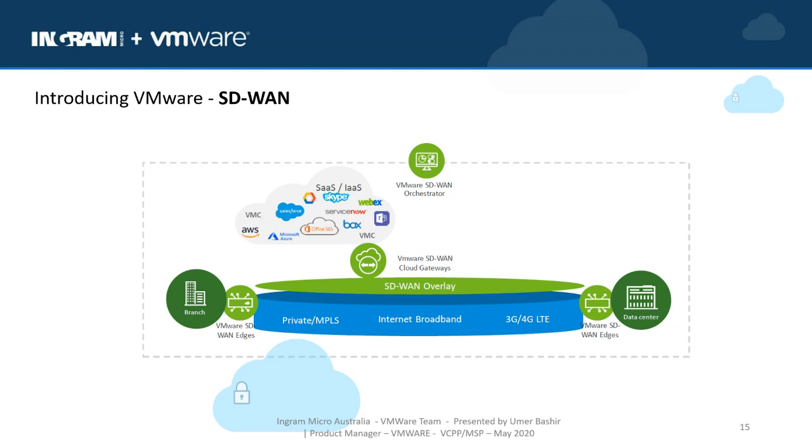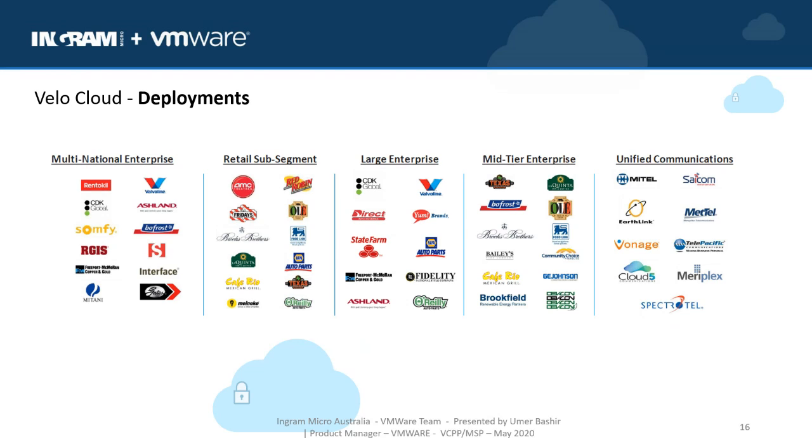Next slide, please. So given what capabilities we can explore on SD-WAN, there are many segments you can explore. You can have multinational enterprises, retail subsegments, large enterprises, mid-tier enterprises, and unified communication. All these areas you can access through the SD-WAN opportunity. Next slide.